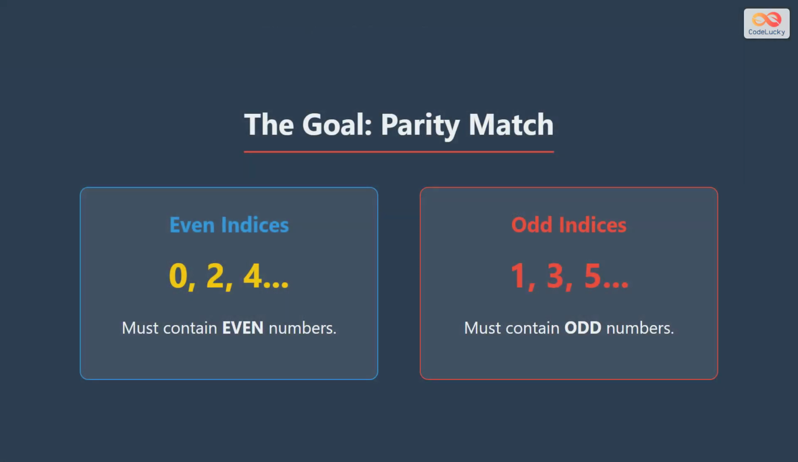Our goal is to rearrange this array so that the indices match the parity of the numbers. This means that all even indices, like 0, 2, and 4, must hold even numbers. Conversely, all odd indices, like 1, 3, and 5, must hold odd numbers.